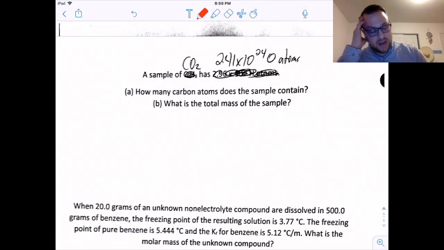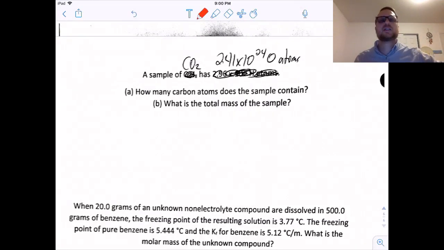Anyway, how many carbon atoms does a sample contain? So, this is a straight-up moles question. Moles means three things. One mole is how much it weighs on the periodic table. One mole means you have 6.02 times 10 to the 23rd molecules or atoms of that substance. And one mole means you have 22.4 liters of gas at STP. You need both conditions: not 22.4 liters of liquid, 22.4 liters of gas at STP.